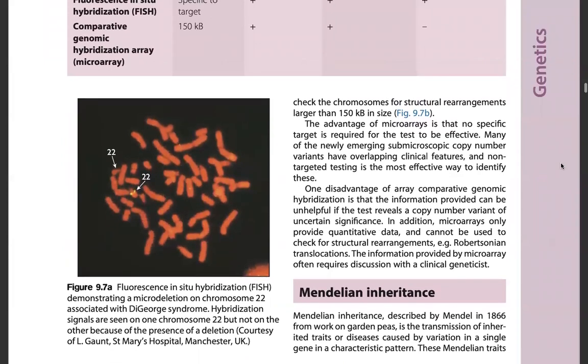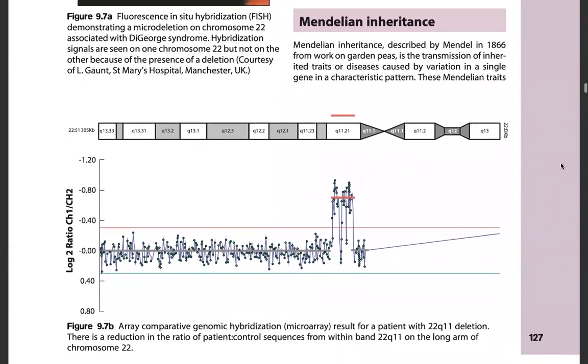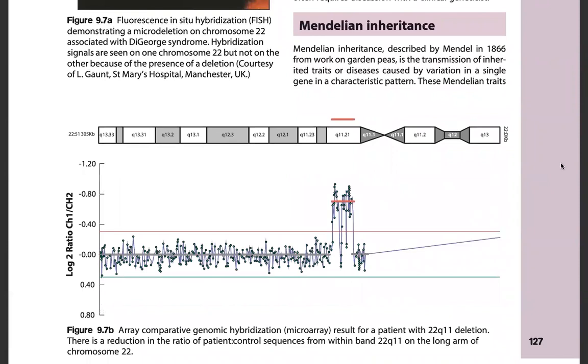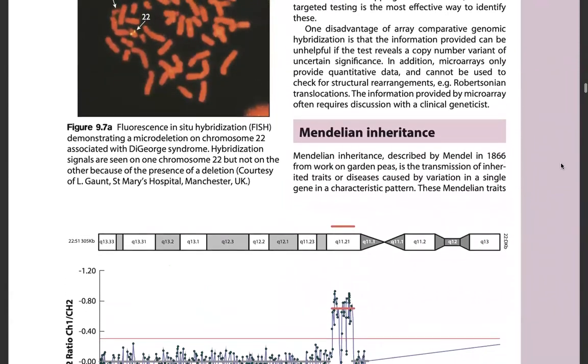The next one is the picture showing fluorescence in situ hybridization, demonstrating a microdeletion on chromosome 22 associated with DiGeorge syndrome. Hybridization signals are seen on one chromosome 22, but not on the other because of the presence of a deletion. This also shows an array comparative genomic hybridization microarray result from a patient with 22q11 deletion. There is a reduction in the ratio of patient to control sequences from within band 22q11 on the long arm of chromosome 22.